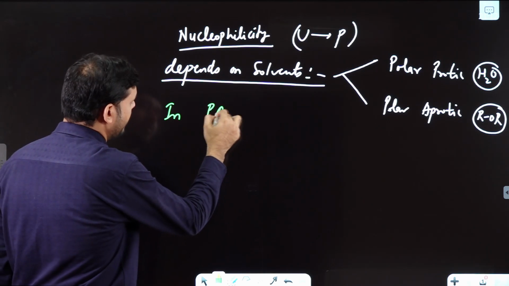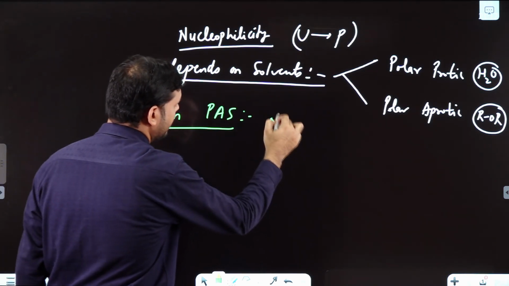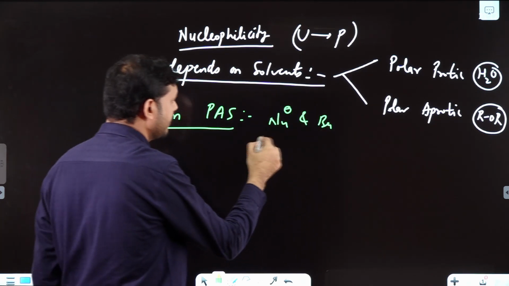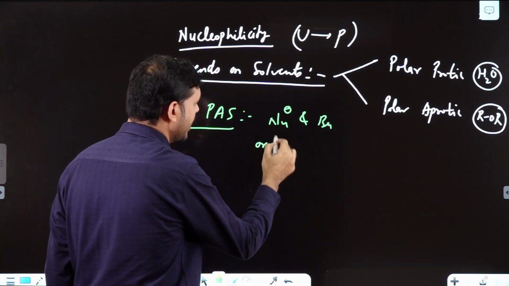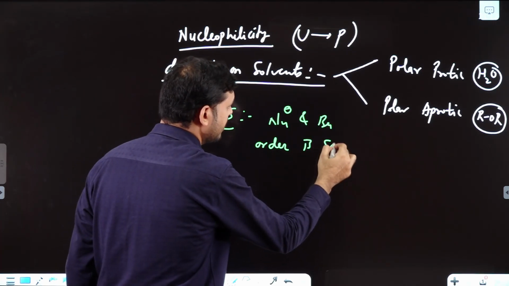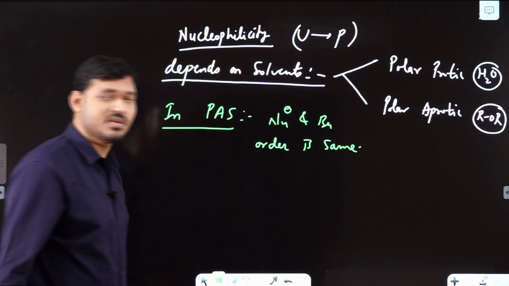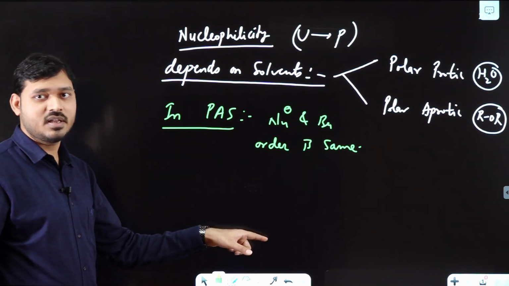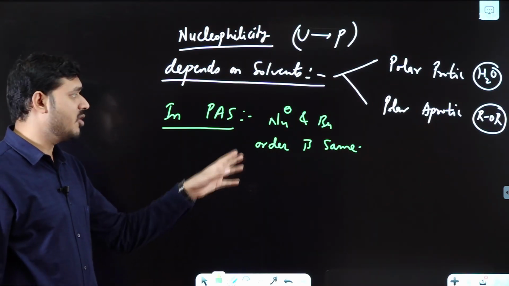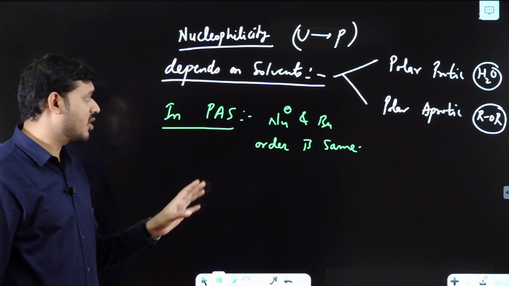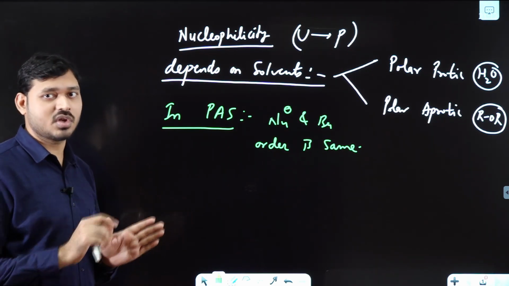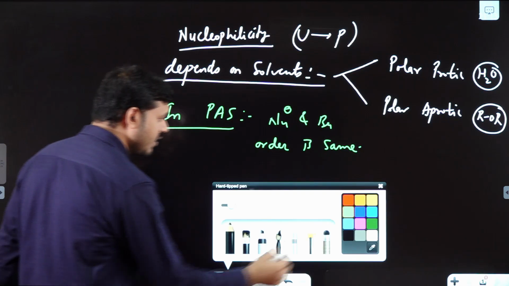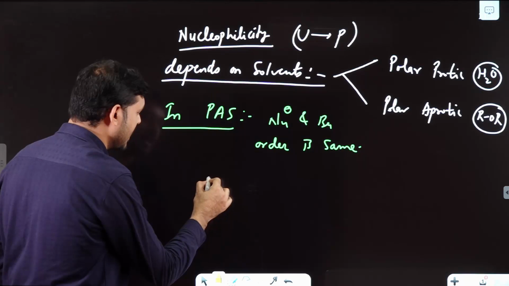In polar aprotic solvent, nucleophilicity and basicity go side by side. The nucleophilicity and basicity order is the same. As I discussed about basicity in the last questions, the order of nucleophilicity will be similar, because it is a polar aprotic solvent. Now why this happens, I am giving you one simple example so you can understand.